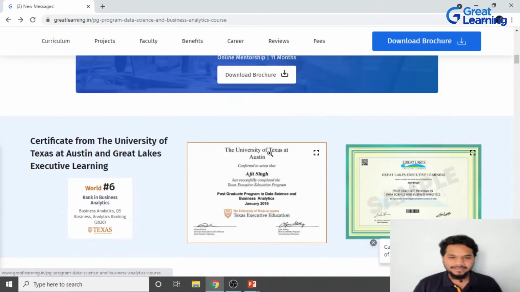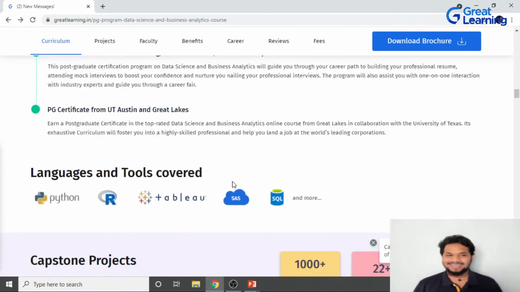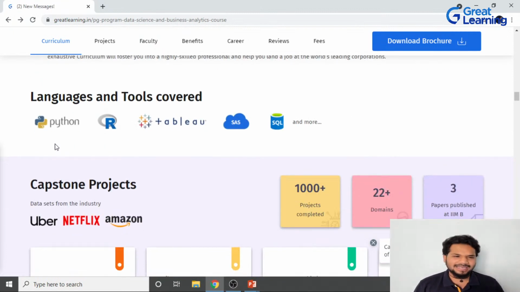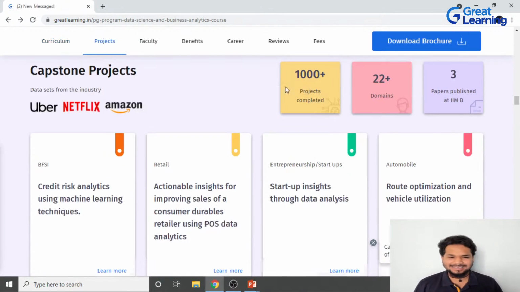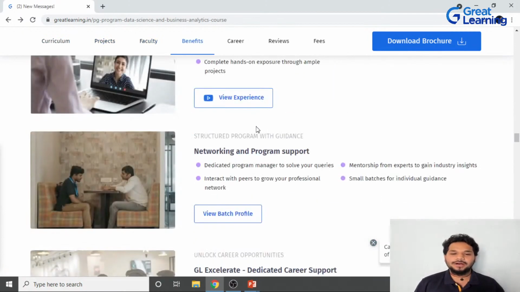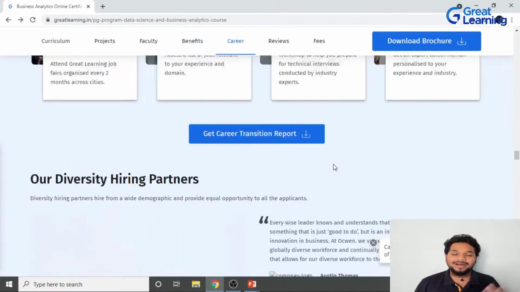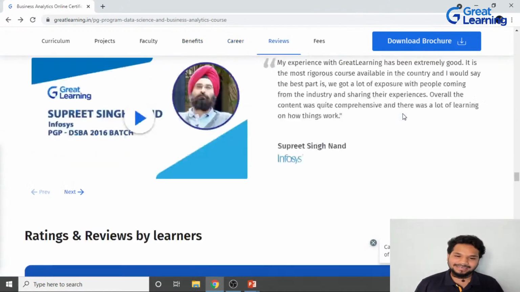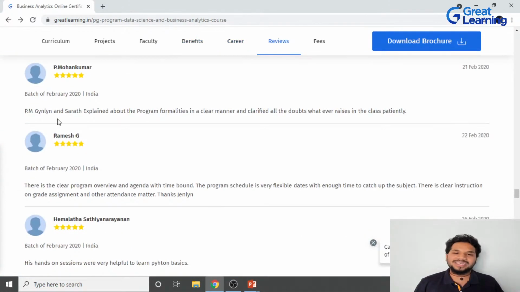But then think about a certification from University of Texas, right? It will ensure that you will get miles ahead of your competition. Multiple programming languages are used: Python, R, Tableau, SAS, SQL, and of course, if we just keep talking about data science, I'm sure those of you who might be looking at other domains can get a little confused as well. So I'll leave you to explore this particular page.